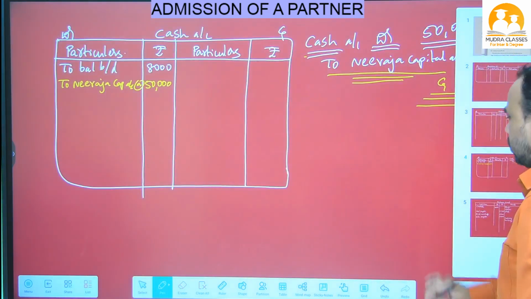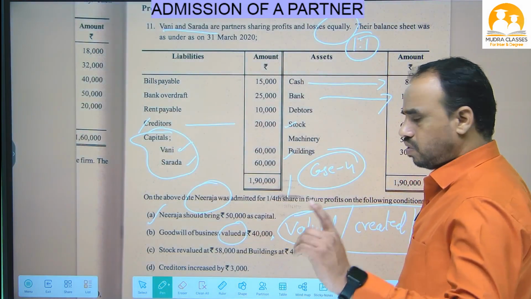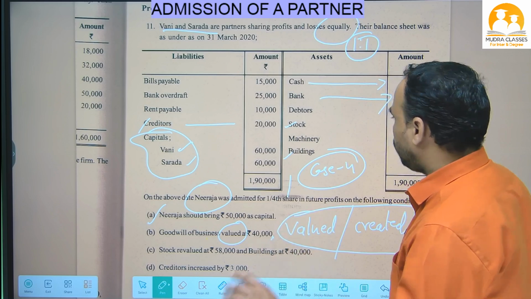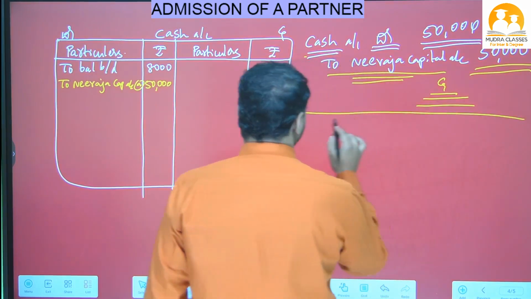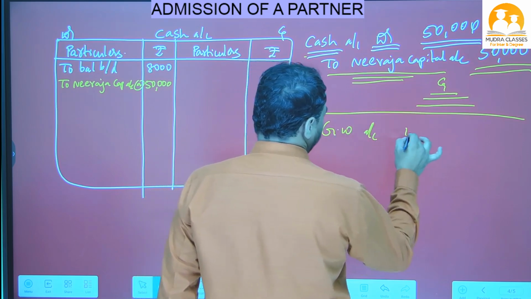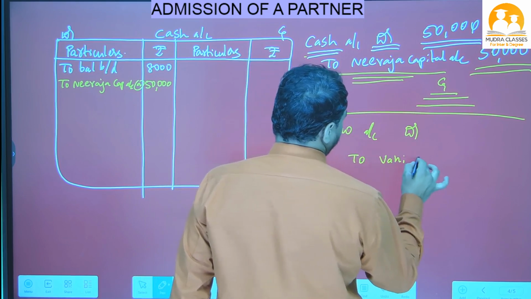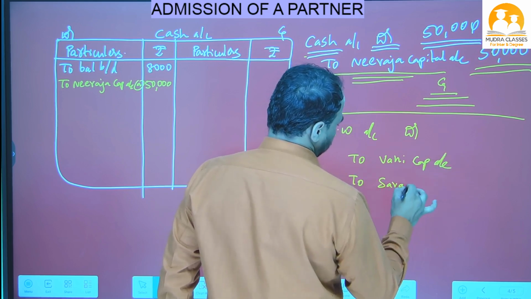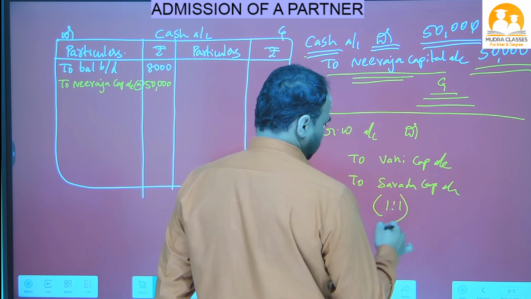Okay, now see the next one. What is given in the question? The goodwill of the business is valued. Valued means only one journal entry will come. In this problem for goodwill, only one journal entry will come, that is goodwill account debit to old partners. Who are the old partners? Vani capital account and Sarada capital account. How are they sharing? 1:1, that is, equally.